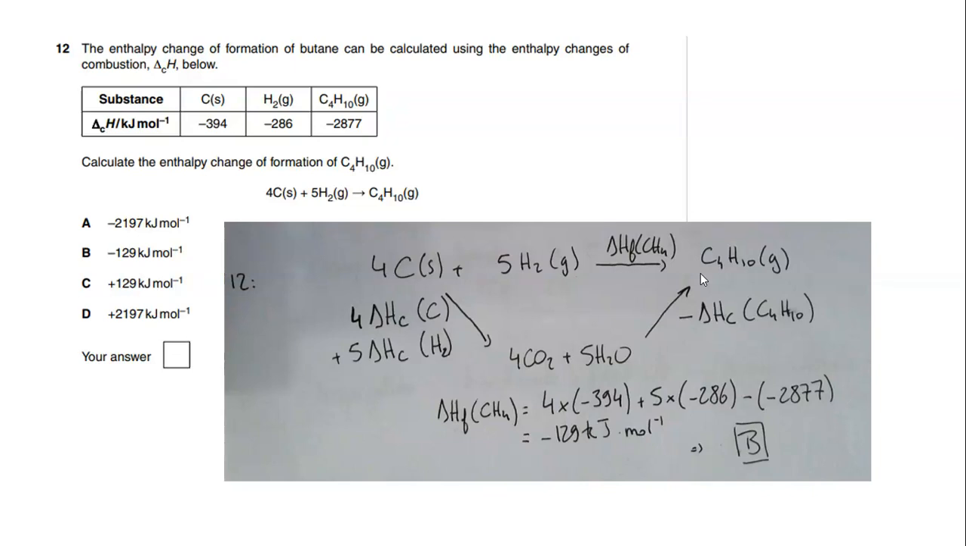So you're going to draw your diagram. I've written it out now. So Hess's law. And the enthalpy change of formation will be 4 times the enthalpy change of combustion of carbon plus 5 times the enthalpy change of combustion of hydrogen minus 1 times the enthalpy change of combustion of C4H10. And if you do this calculation, you should find minus 129 kilojoules per mole, answer B.